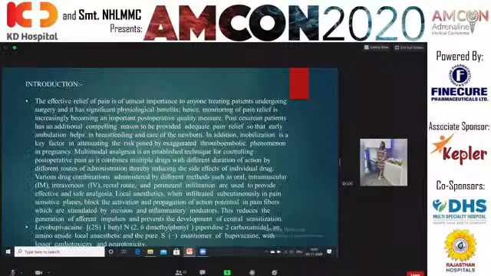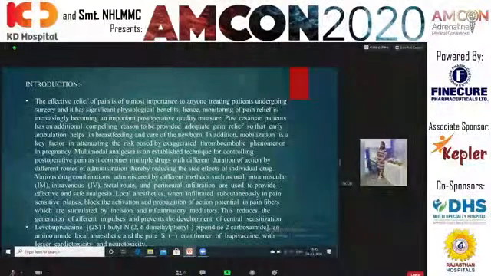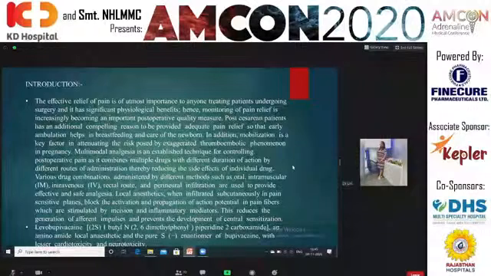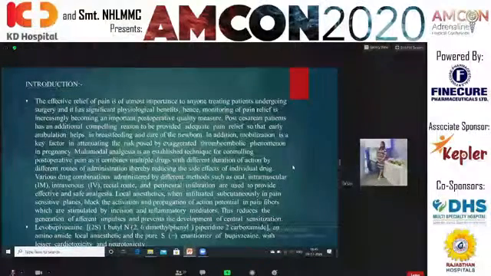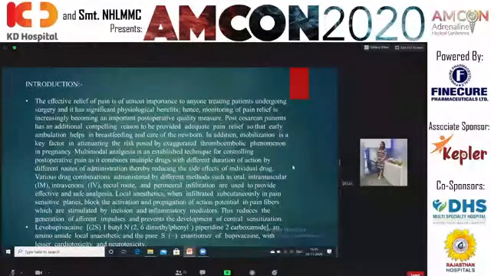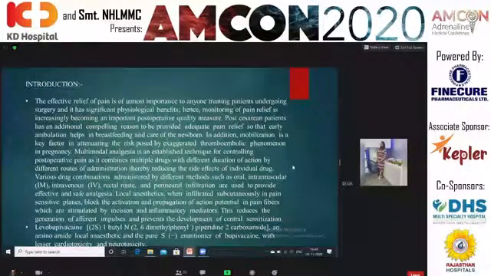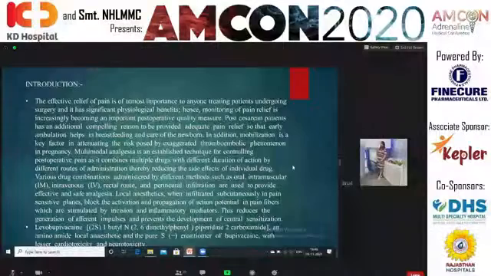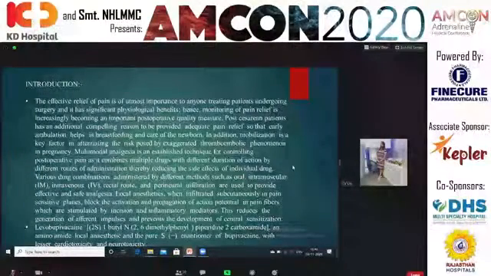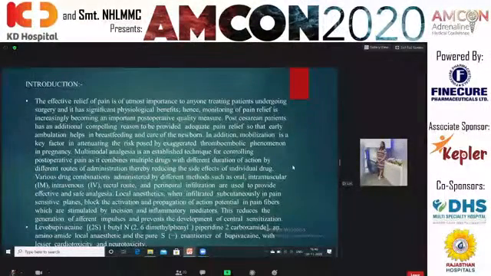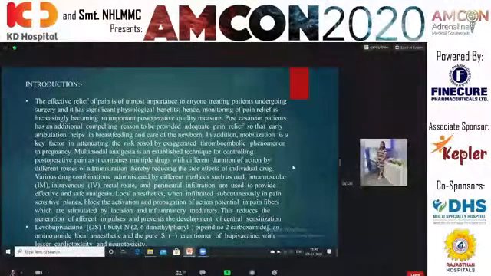The effective relief of pain is of utmost importance to anyone treating a patient undergoing surgery, and it has significant physiological benefits. Hence, monitoring of pain relief is increasingly becoming an important post-operative quality measure. A post-cesarean patient has an additional compelling reason to be provided adequate pain relief so that early ambulation helps in breastfeeding and care of the newborn. In addition, mobilization is a key factor in reducing the risk posed by the exaggerated thromboembolic phenomenon in pregnancy.